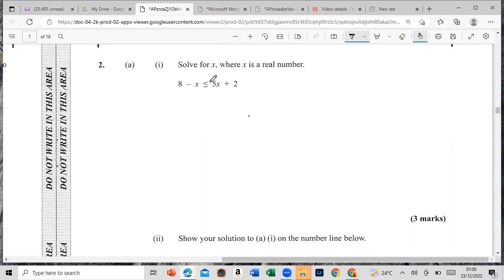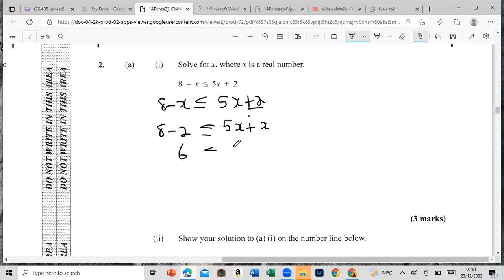We're going to keep the 5x on this side and carry over the x. So 8 minus x, it's much easier. And students love to work with positive numbers. So this is minus x, so we're going to have plus x. It's going to be 5x plus x, and we have 8 minus 2 because we're going to take the inverse. So we're left with 6 is less than or equal to 6x.